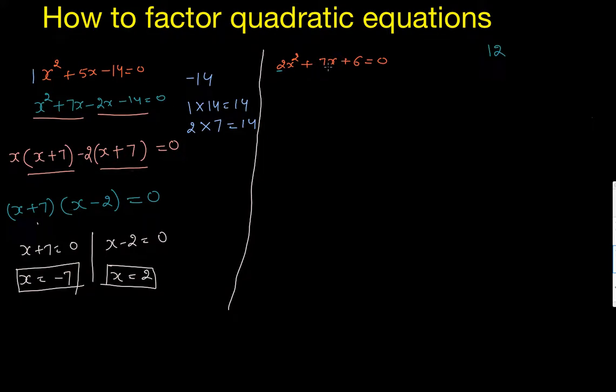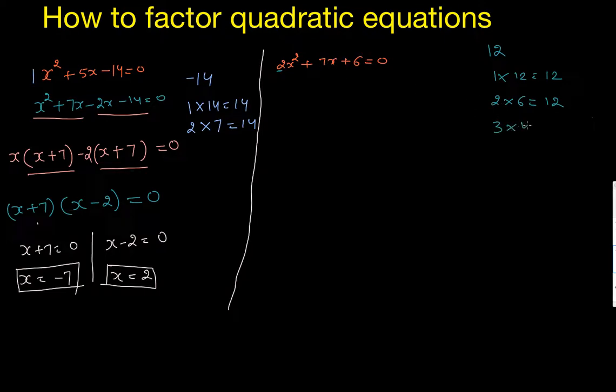Or we want to break down 7x into two numbers so that when you add or subtract it gives you 7x, and when you multiply them it should give you 12. Let's start with 1. So 1 times 12 is 12. 2 times 6 is 12. I don't think that'll work, because 2 plus 6 is 8, or if you take 2 out of 6 it gives me 4x. So not quite there.